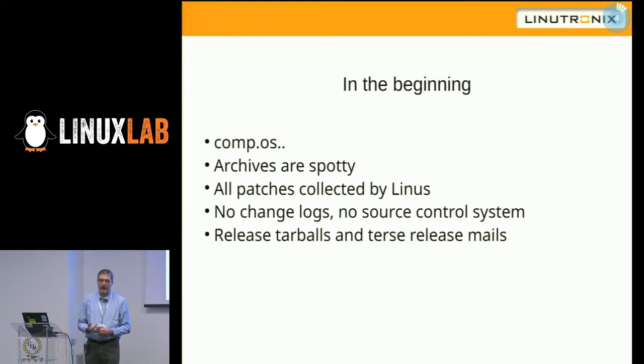So how did it work in the early days? There was no mailing list, there was Usenet, comp.os.linux. There are some archives, but not everything is archived. All patches were collected by Linus. There were no change logs, nothing. There was no source control system back then, and it took a very, very long time until we got one. So there were release tarballs on the FTP site and delta patches and very interesting release notices, or emails to the newsgroup: this is a new release, it fixes some stuff, end of story. So it was kind of weird.